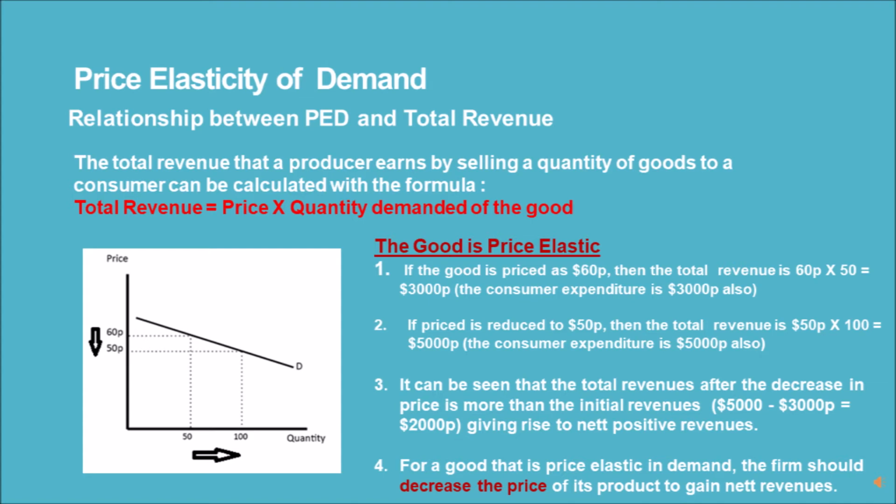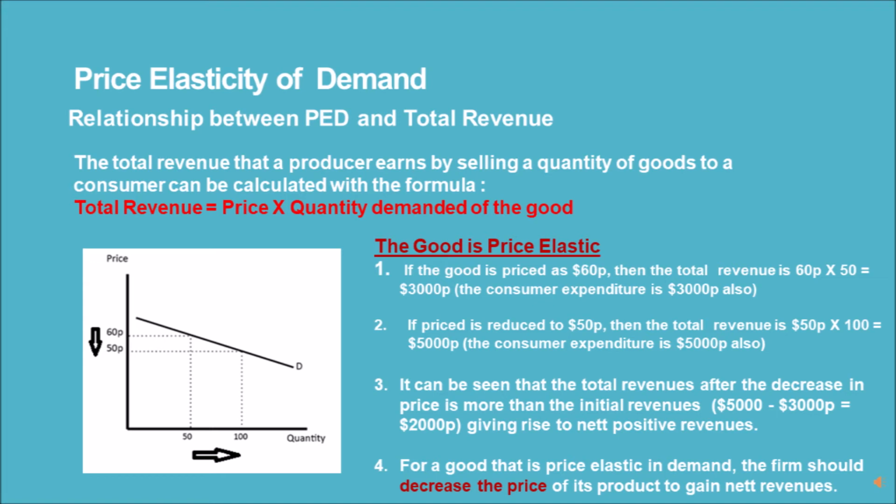1. If the good is priced at $60p, then the total revenue is 60p times 50 equal to $3,000p. The consumer expenditure is $3,000p also. 2. If price is reduced to $50p, then the total revenue is $50p times 100 equal to $5,000p. The consumer expenditure is $5,000p also.